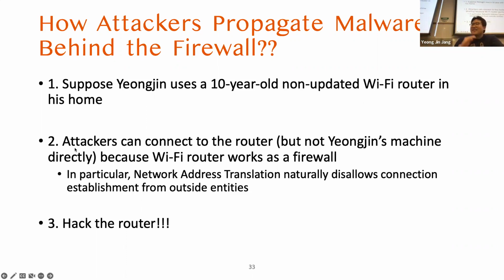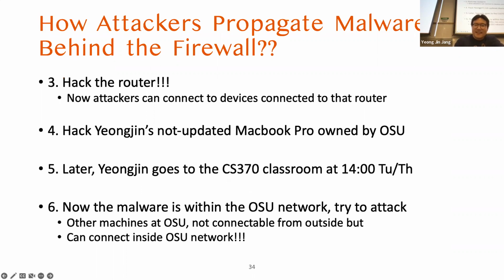Then attackers can easily search for the Wi-Fi router vulnerability, and do the same on Shodan or other websites, and eventually they can figure out the IP address that my router has. The first step for them is to hack the router. And after getting into the router, the router can connect to the internal network naturally because it built that network. So they can hack my not updated MacBook Pro. And this is owned by OSU.